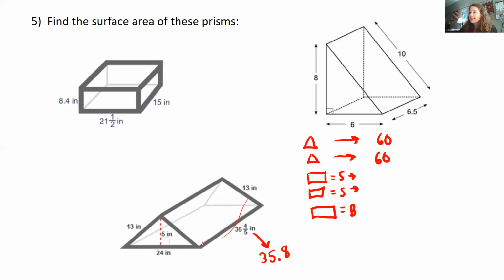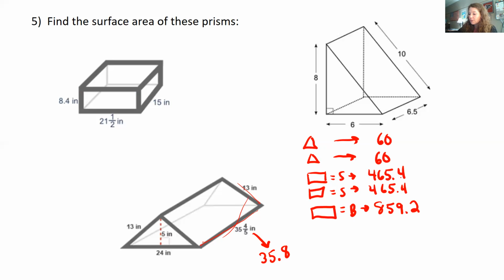So the side rectangle is 35.8 by 13. So 35.8 times 13 is 465.4, and there's two of those. And then our bottom rectangle is 35.8 times 24. So the area of my big rectangle on the bottom is 859.2. Finally, I'm going to add up all that.